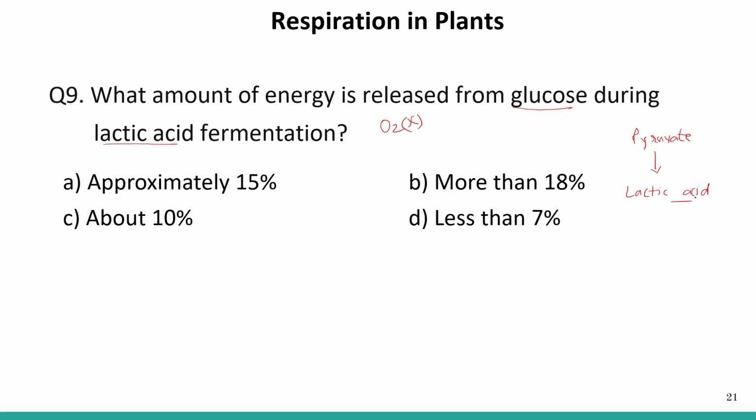So the amount of released energy is very less. The correct option is option D, less than 7%. During anaerobic respiration such as lactic acid fermentation, not all of the energy in the glucose molecule is converted into ATP, but only 7% of the energy is used for the formation of ATP.